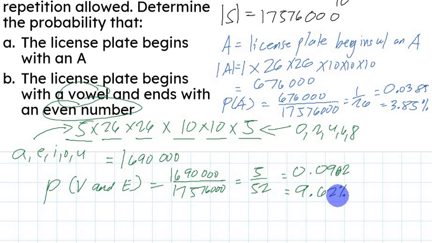So this one is a little bit higher. There's a higher chance that you're going to get a vowel at the start and an even number at the end compared to when you just get an A, although these are still very low probabilities. Those are examples of finding probabilities.